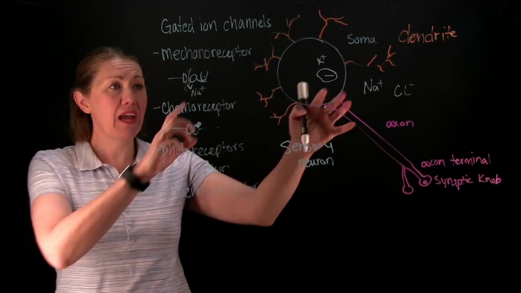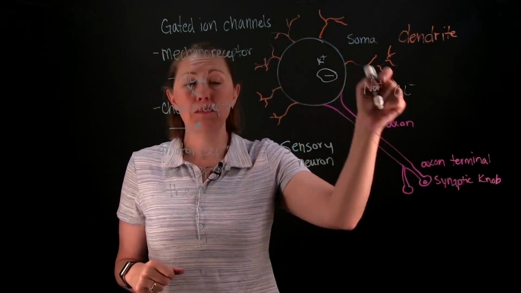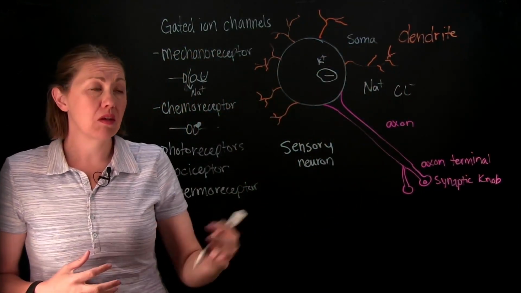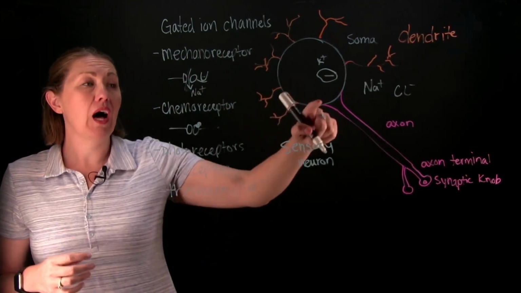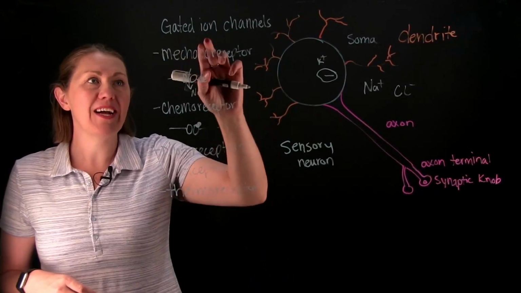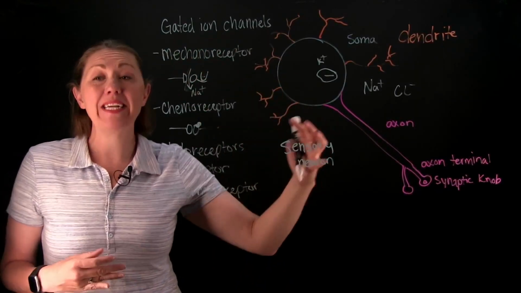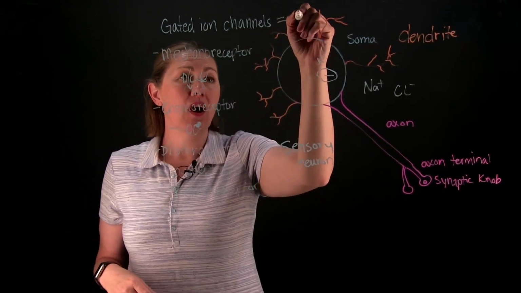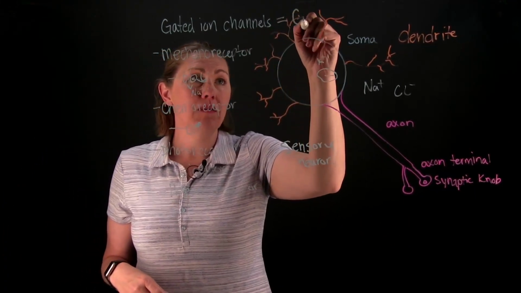And so what you're getting is a flow of charges. You're letting sodium in, you're creating a flow of positive things, and this is what we call a graded potential. Gated ion channels opening create a graded potential. So gated ion channels up in the dendrites create our graded potentials.